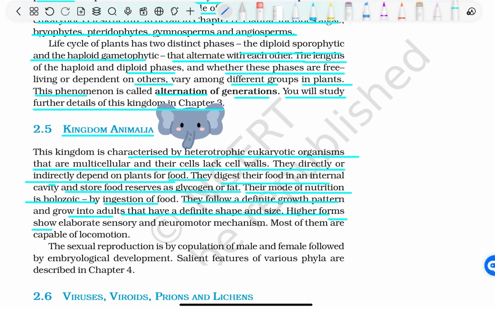Higher forms show elaborate sensory and neuromotor mechanisms. Most of them are capable of locomotion. The sexual reproduction is by copulation of male and female, followed by embryological development. Salient features of various phyla are described in chapter 4.